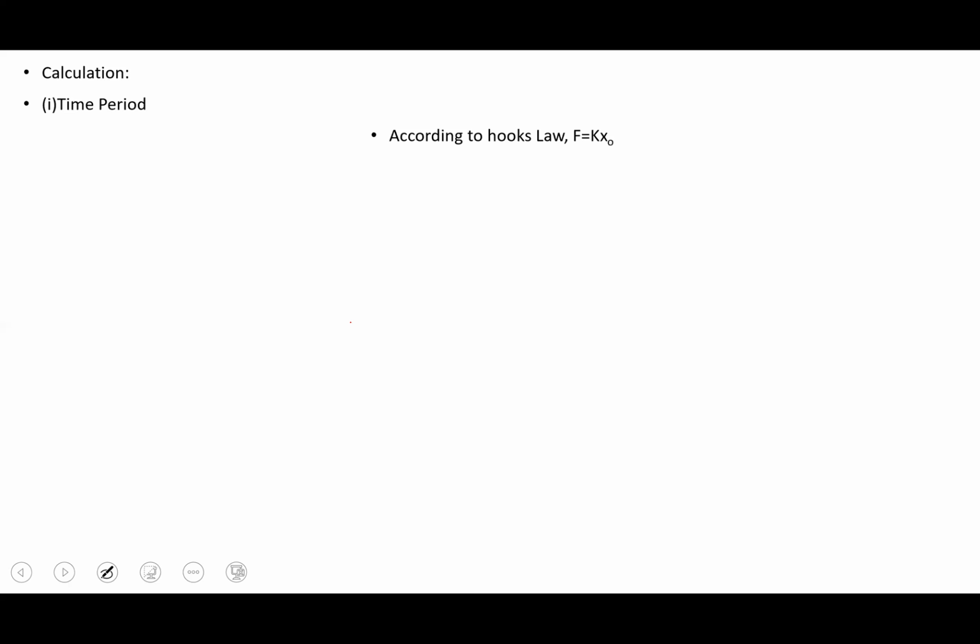k from that formula. We know that F is equal to k x naught, and we know that k is equal to F over x naught. So putting the values, F is equal to 60 newton divided by 0.3. So the value of k is equal to 200 newton per meter.